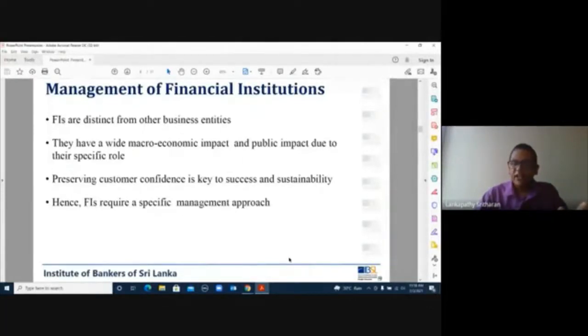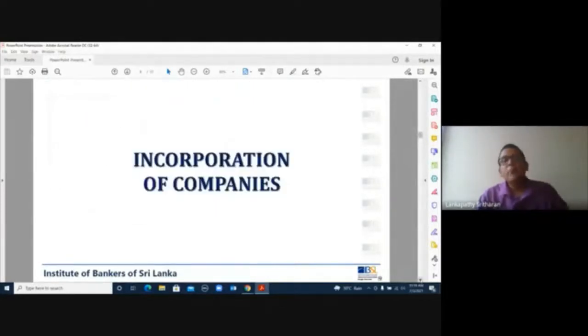Okay, then I'll move into the next section, which is about the incorporation of companies. In the rest of today's class, and most probably in the next class, we will discuss the incorporation of companies and the various legal requirements. This will give you some extra knowledge about how companies get registered. Then in the next class we will see the licensing procedures.